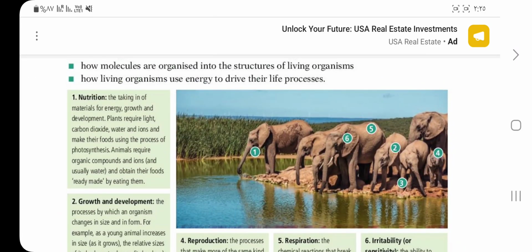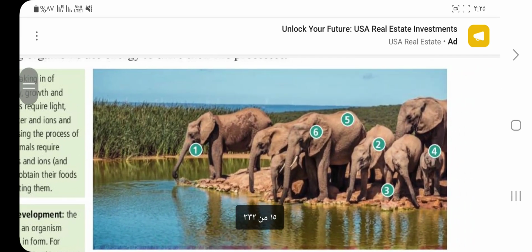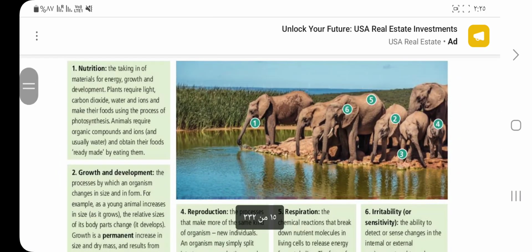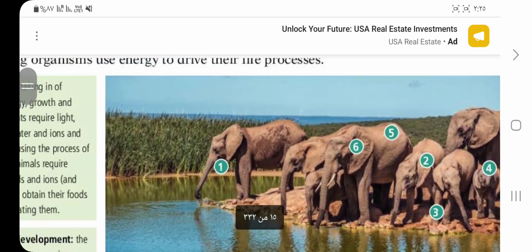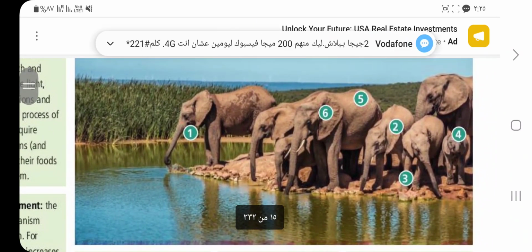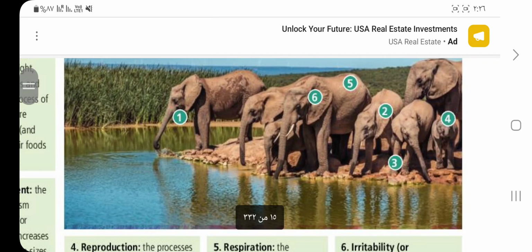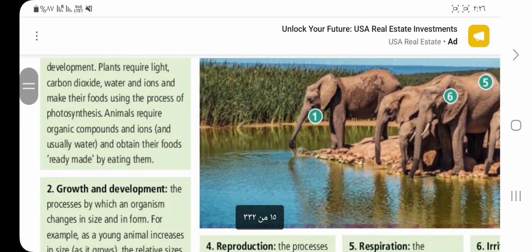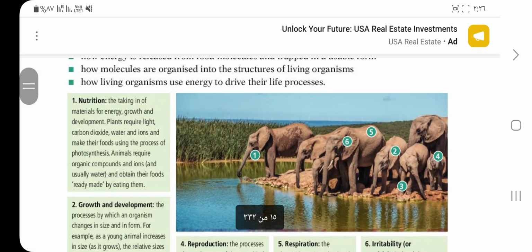We will take nutrition. This picture shows life processes for the elephant. The first elephant is drinking, so it's nutrition: the taking in of materials for energy, growth and development.